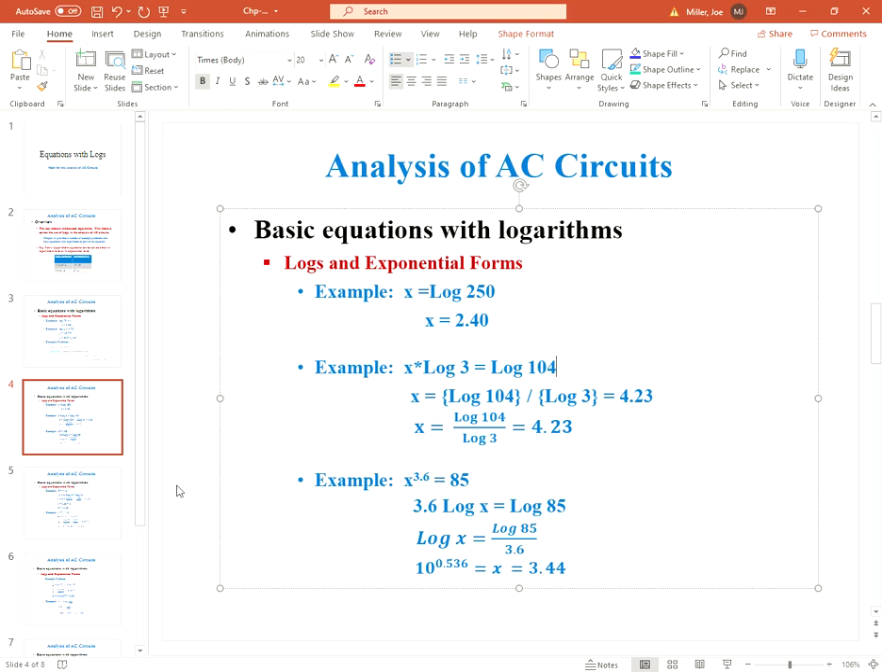Next problem. X raised to the power of 3.6 equals 85. Find x. Well, the log of x to the 3.6 is 3.6 times the log of x. The log of 85 is as written. Divide both sides of this equation by 3.6. So the log of x equals the log of 85 divided by 3.6.